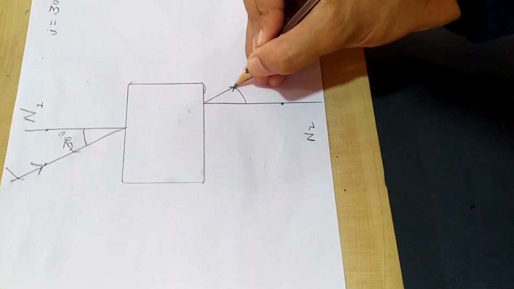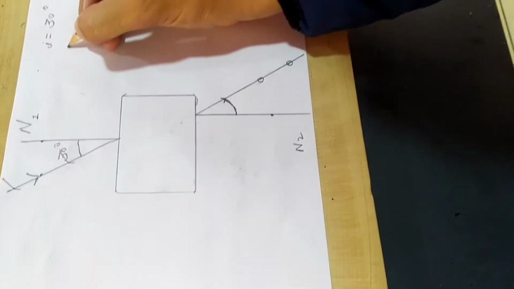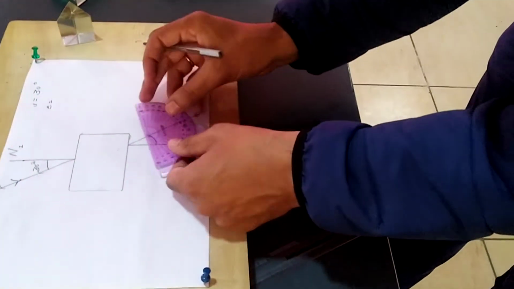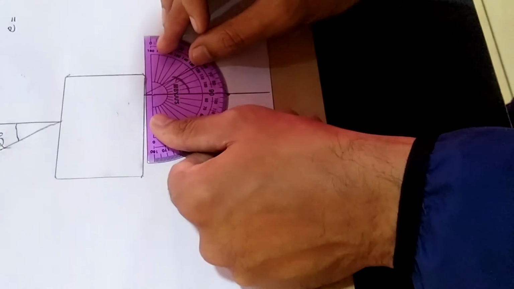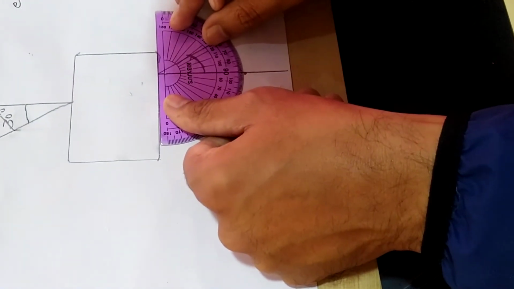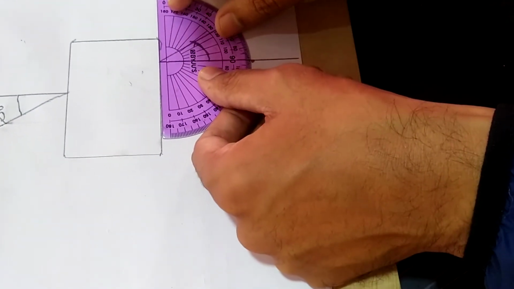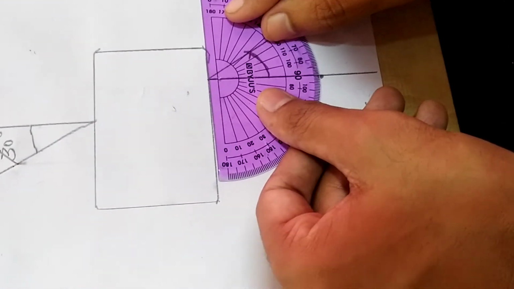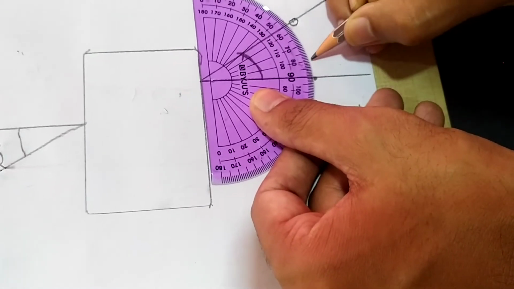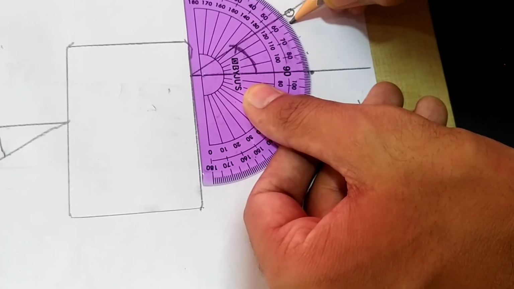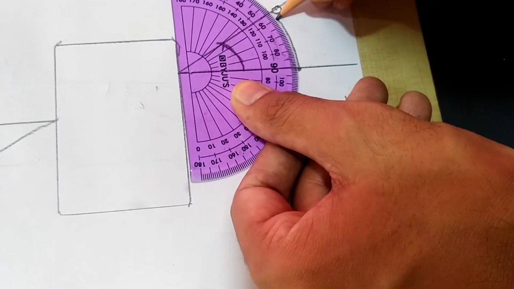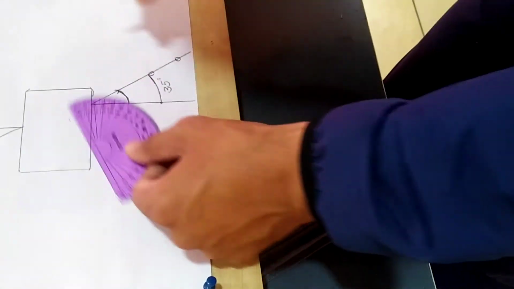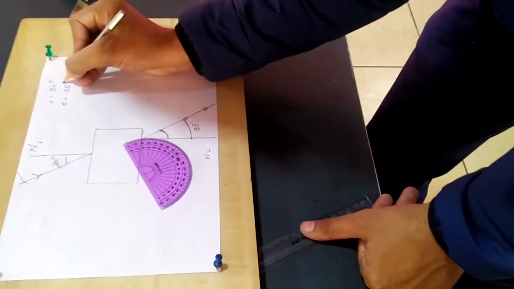Now measure this angle. This will be your angle of emergence. Okay, now what do you expect how much this angle could be? So I expect it to be somewhere close to 30. So this is 90. Just a minute. This is 90, this is 80, this is 70, this is 60 and this is 35. So angle is 35. So angle of emergence is 35.